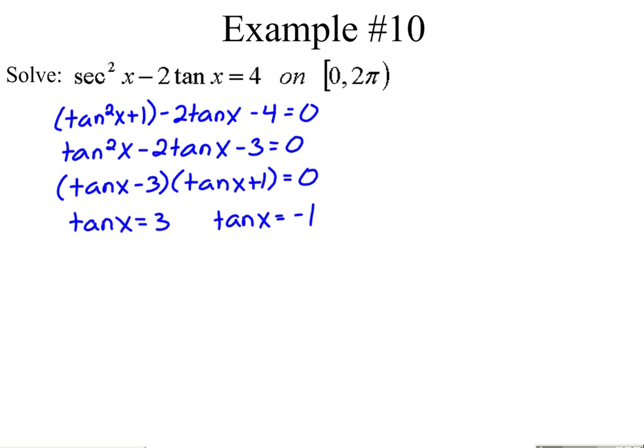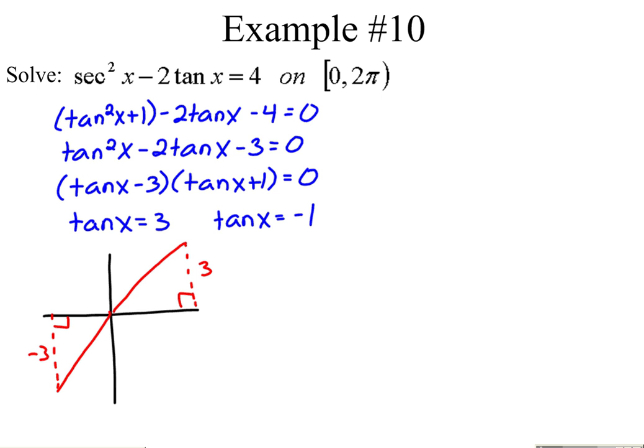Factor tangent x minus 3 times tangent x plus 1. Set each of these factors equal to 0. Tangent x equals 3. Tangent x equals negative 1. Reference triangles for each of these. First one, tangent is positive. Which quadrant is tangent positive in? 1 and 3. Tangent is opposite over adjacent.